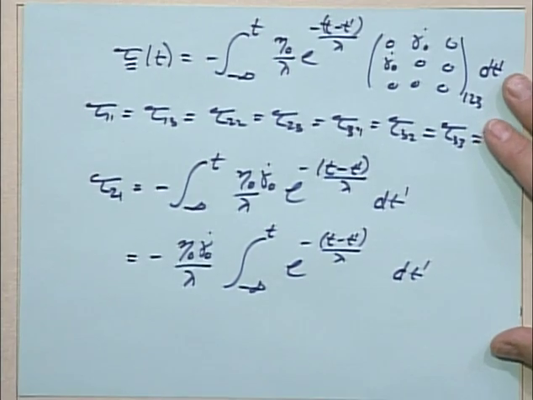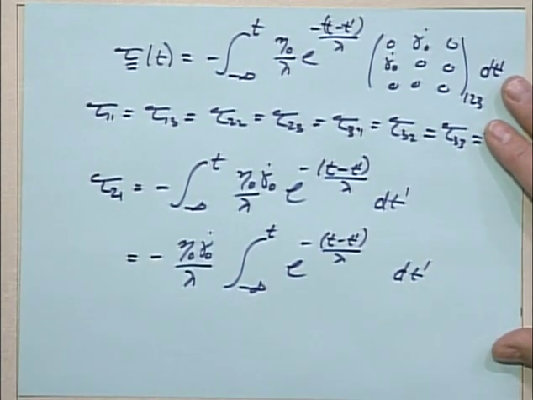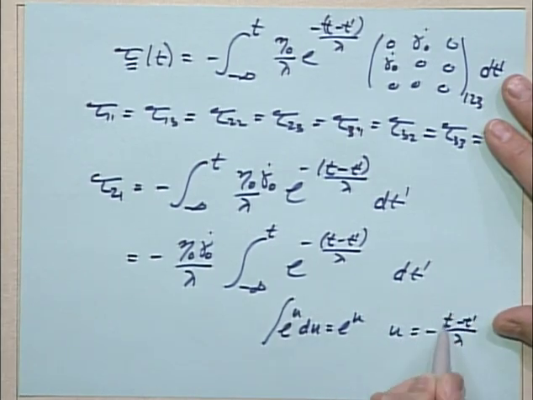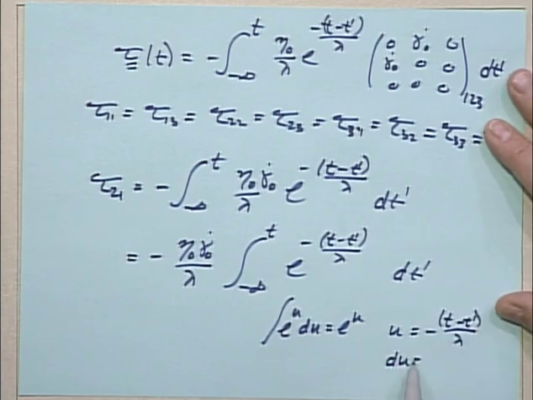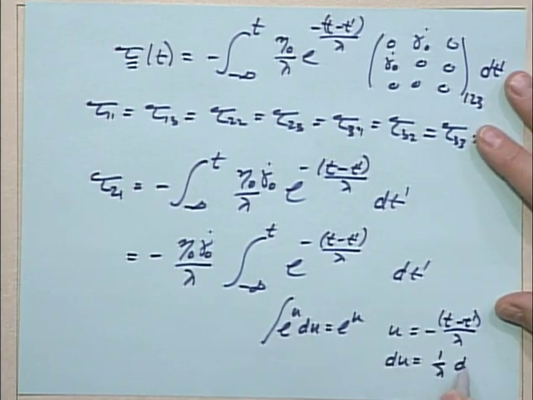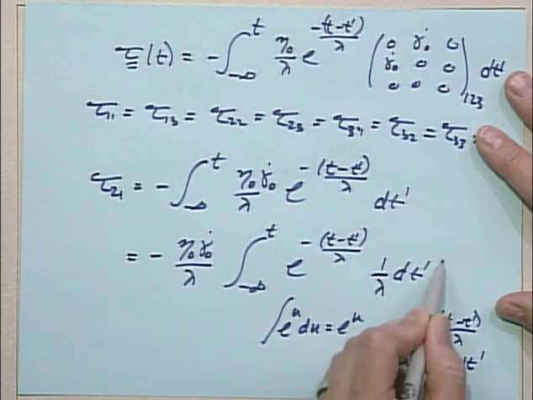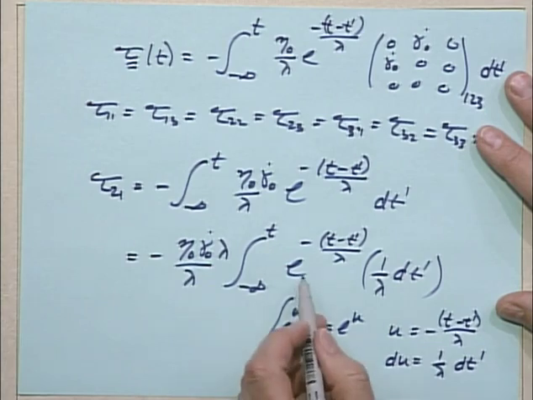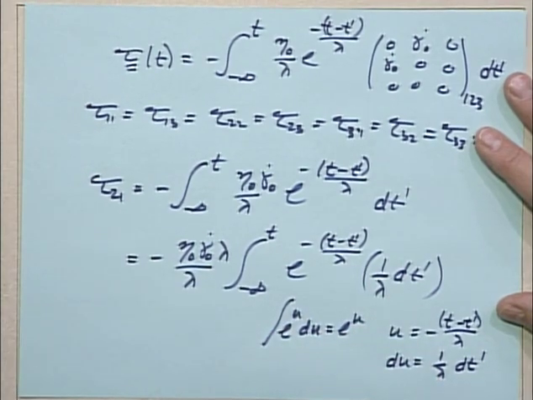The way I learned to do these integrals is, this is e to the u du. So if it's e to the u du, then the integral of that is e to the u. So if u is minus t prime over lambda, du dt prime, okay, I'm taking the t prime derivative, is 1 over lambda dt prime. So I make this into du, but I can't just add a lambda. I have to take the lambda back out. So now it's e to the u du. And so the integral is e to the u.